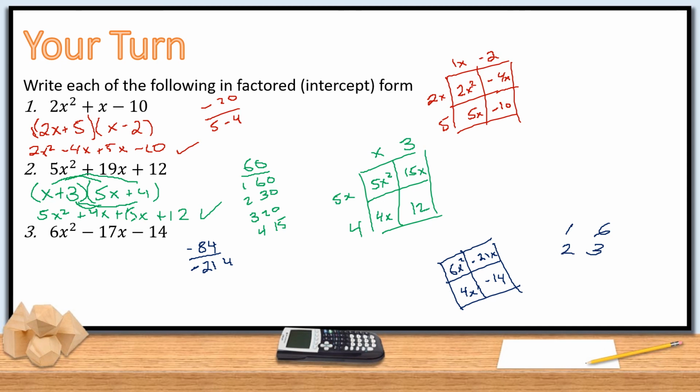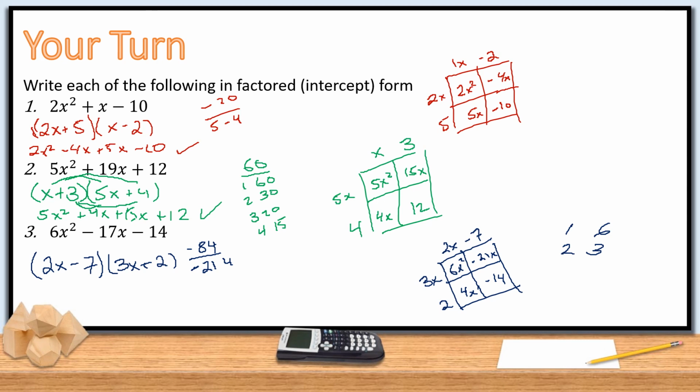So 6 and 4 are both even. I'm going to throw the 2x up here and then 3x over here. So 3x times what is minus 21? Okay, that's minus 7. And 2x times what is 4x? That would be 2. And then 2 times minus 7, negative 14. Perfect. So we've got factors 2x minus 7 and 3x plus 2.